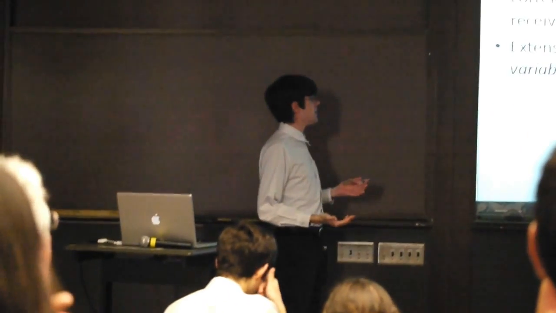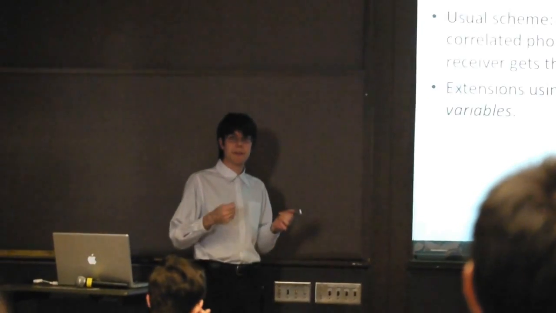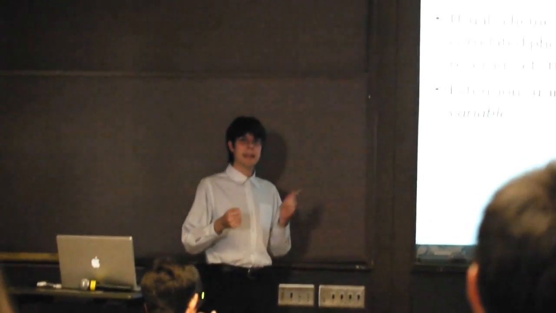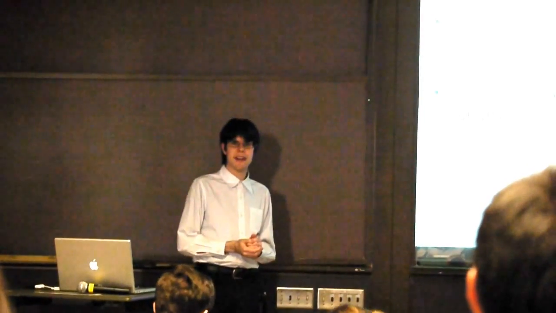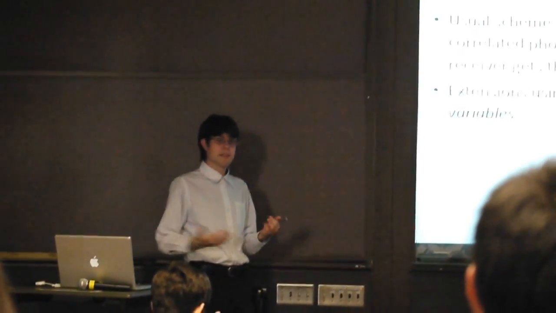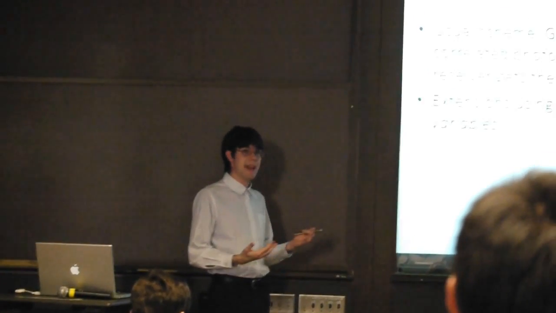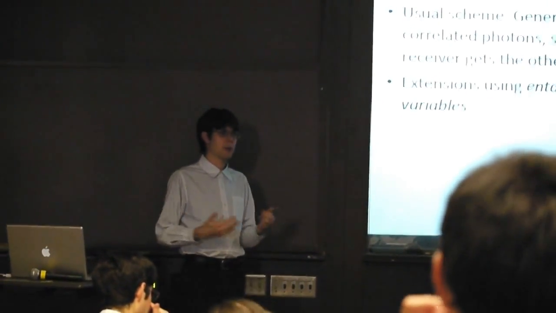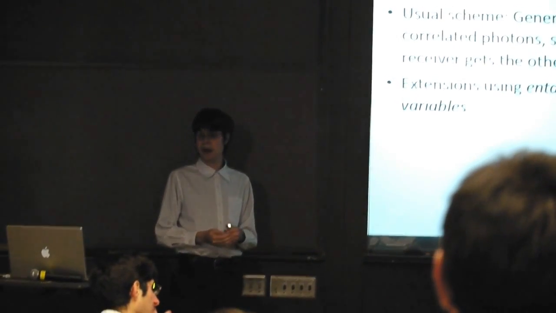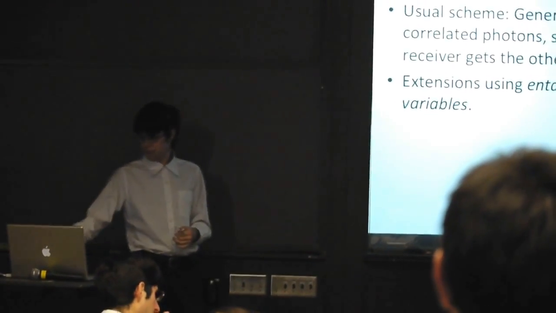So the usual scheme is that the person who wants to send a message generates a pair of correlated photons, keeps one and sends the other one to the receiver of the message, and encodes the message, and then they do these measurements together. But there are extensions to this using properties such as entanglement, using other variables. Usually it's photon polarization, but you can use other variables like momentum, angular momentum, and also adding ancillas.